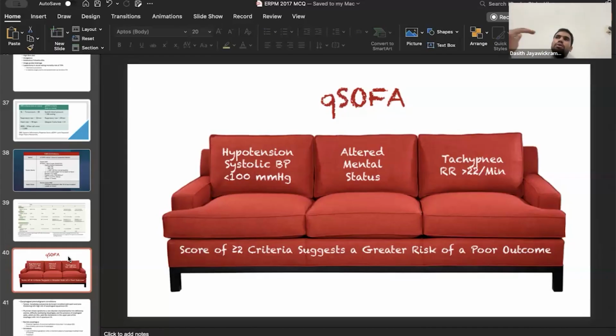That is why they developed the qSOFA, because SOFA takes time to evaluate. By the time we evaluate the SOFA, the patient might be dead on the sofa. So we have to evaluate the patient quickly, and because of that, we have devised this qSOFA criteria.